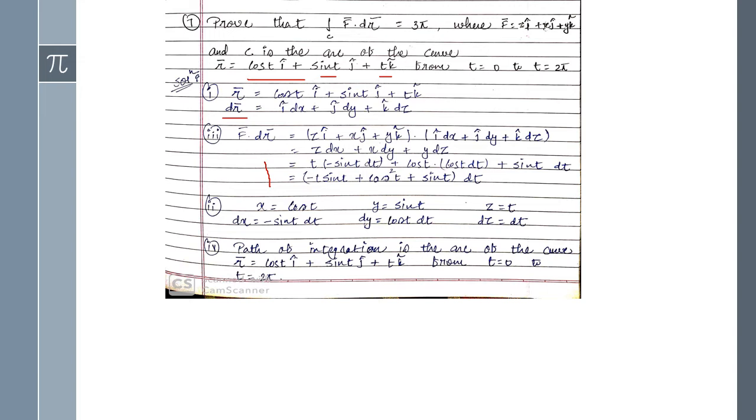The fourth step, the path of integration, is the arc of the curve r bar, for t equals 0 to t equals 2 pi. See, here I have already converted into t form. In place of z I have written t, and in place of dx I have written its value.